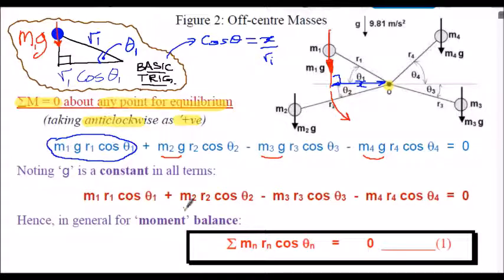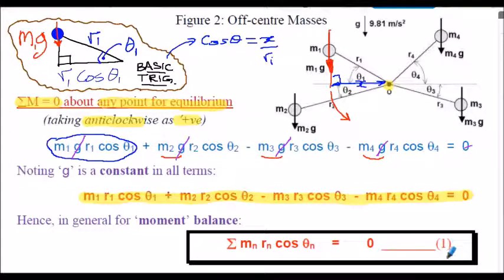Now, as G is constant in all the terms there, we can simply ignore the G. I can easily cancel G because every term has a G. So I could divide throughout by my gravitational acceleration, divide both sides by gravitational acceleration, and I can write the equation as shown below in this line here. Okay, so this is the equation above, just simplified without the G's, and it equals 0 for equilibrium.